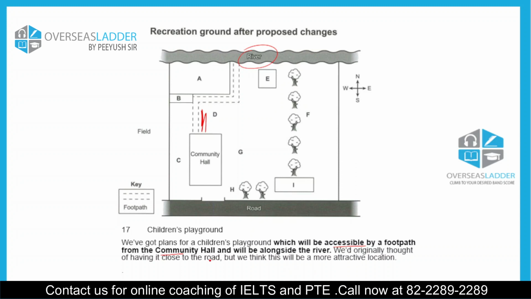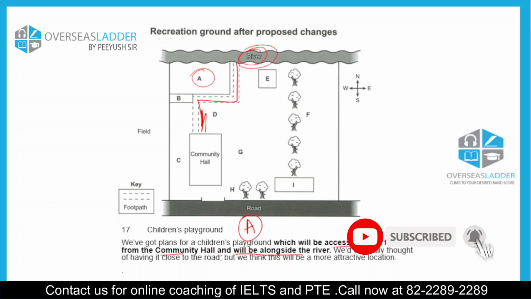attractive location. So the answer is it will be accessible by a footpath from the community hall and will be alongside the river. So this is the footpath and this is the river. So this would be option A because there is no other option for this. All right, so let's move to the next question.